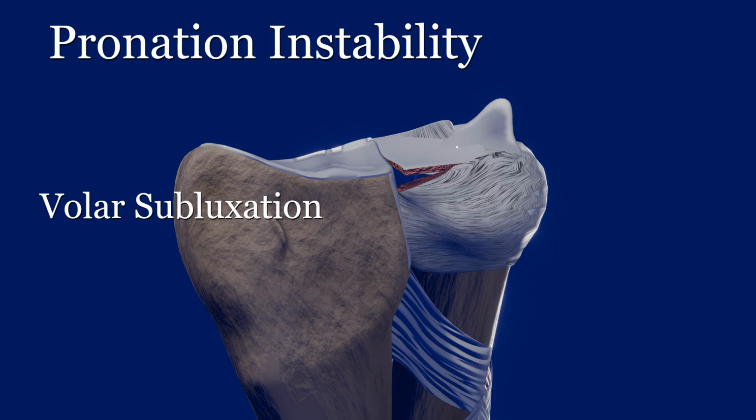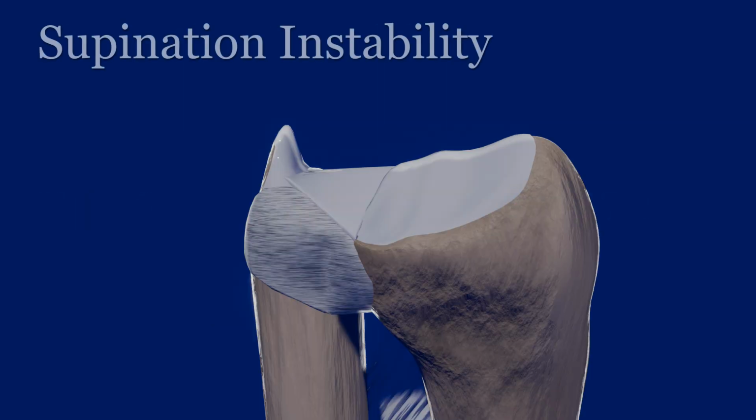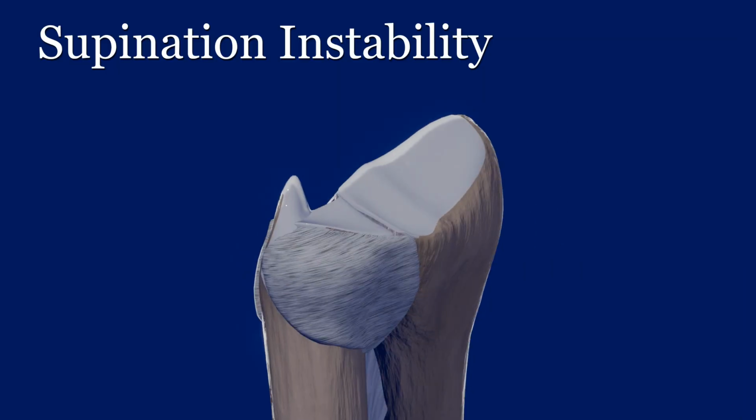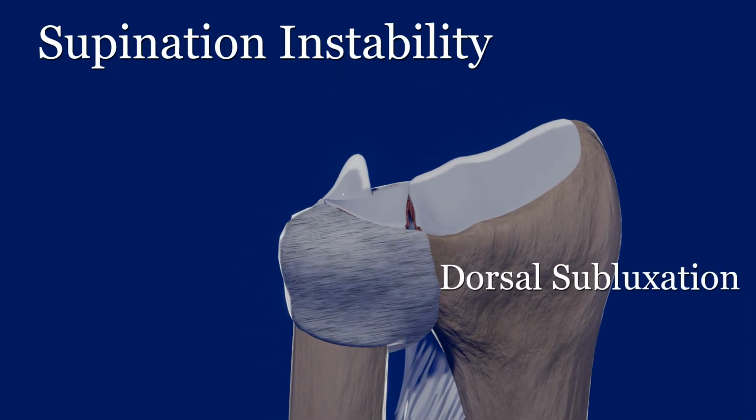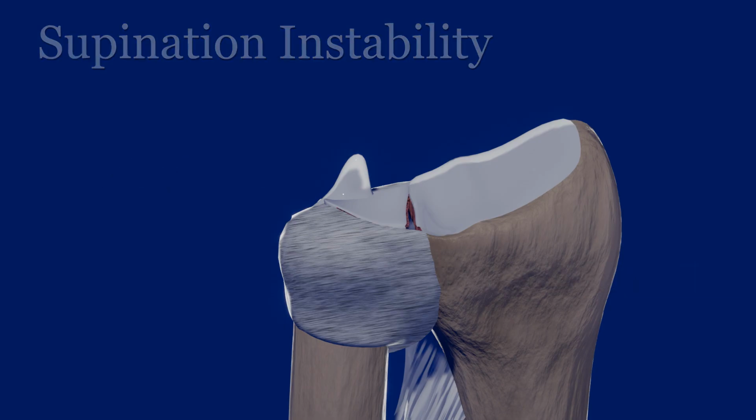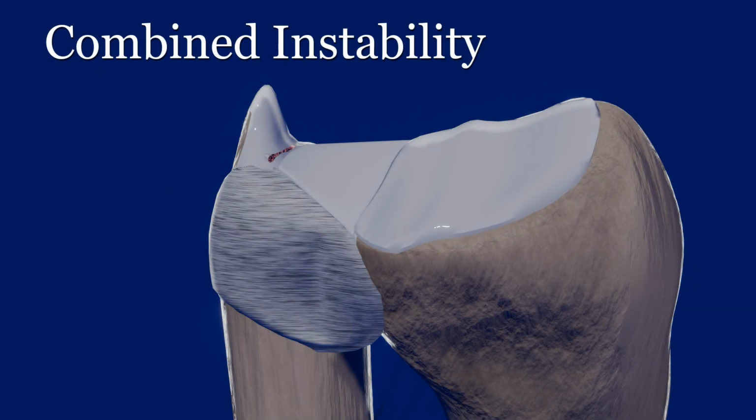Radial tears of the TFC, when present, tend to be dorsal, and dorsal radio-ulnar ligament injury is more common. With supination instability, the radius will exhibit increased dorsal translation relative to the ulna with stress testing. Radial tears of the TFC, when present, tend to be volar, and volar radio-ulnar ligament injury is more common. Combined instability implies complete tears of the TFC and variable radio-ulnar ligament injury.